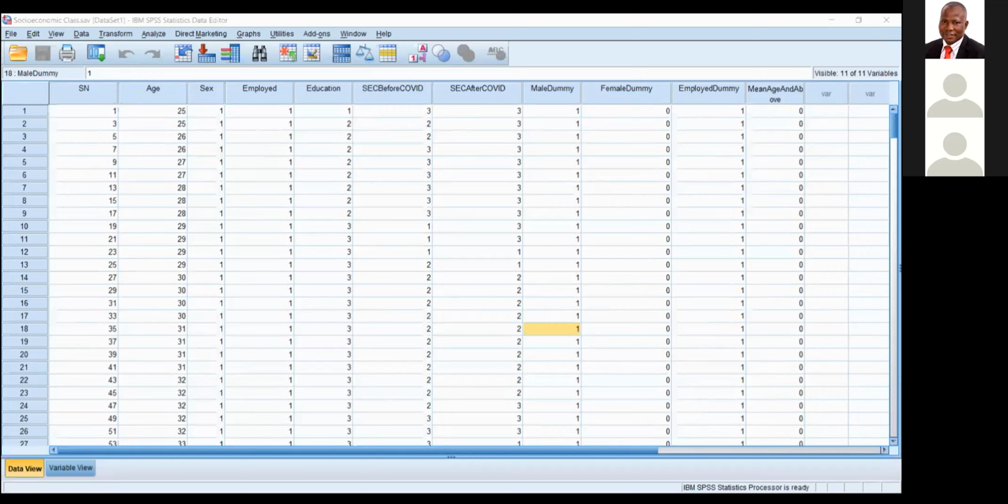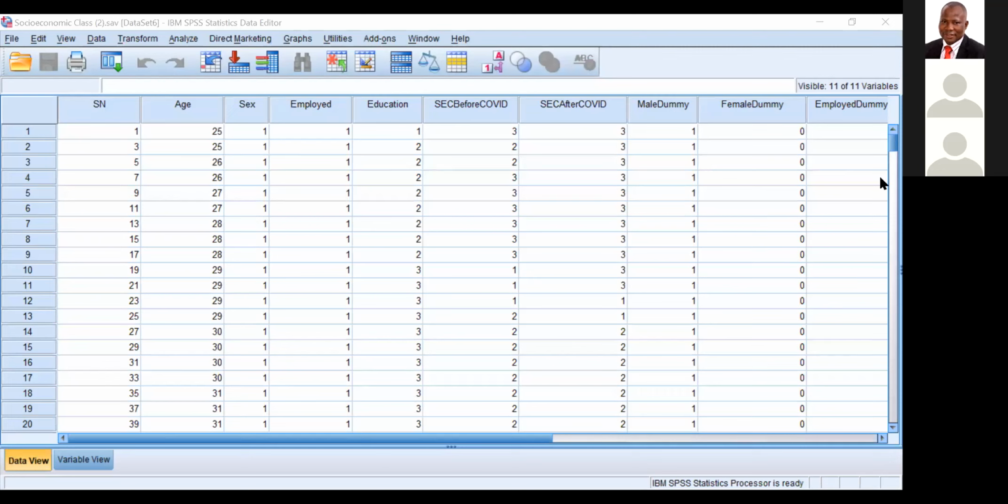Yeah, that's great. So let's scroll. You see, if you scroll, where is it? There's, this is removing. You see, SEC before COVID, SEC after COVID. Can you see? Socioeconomic class. So go to analyze.